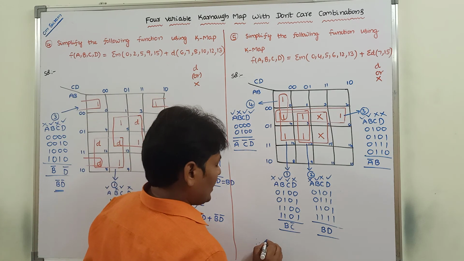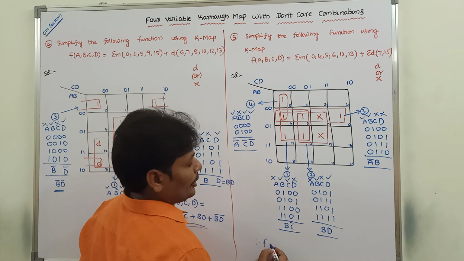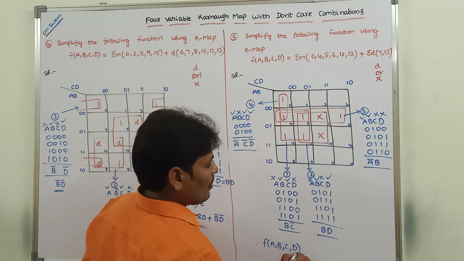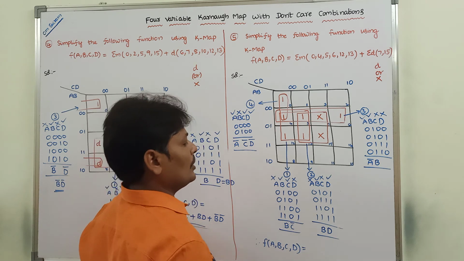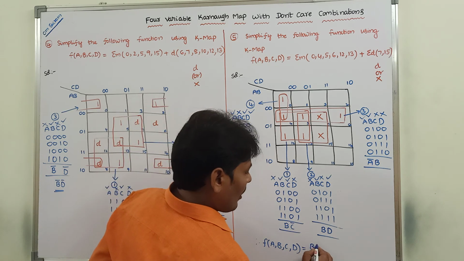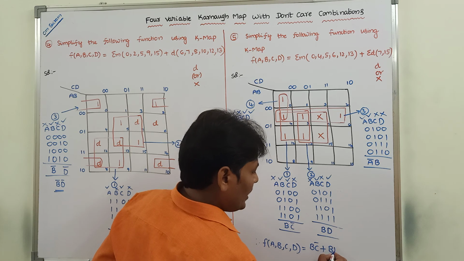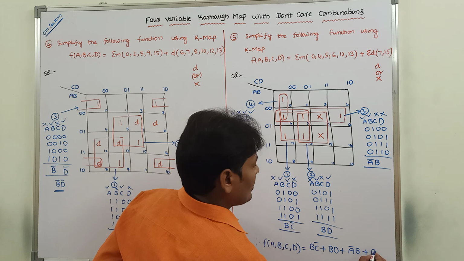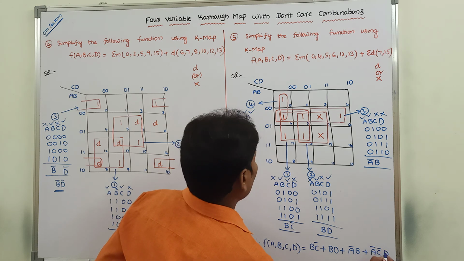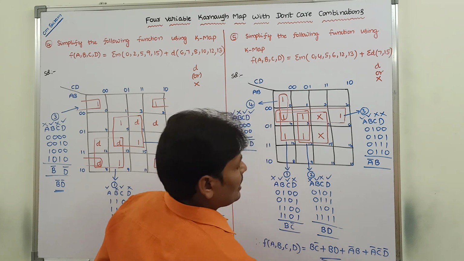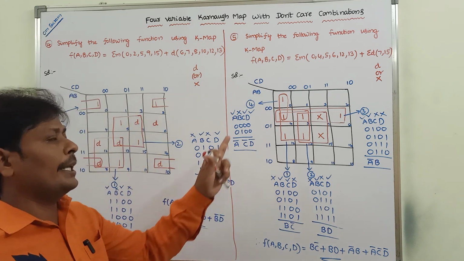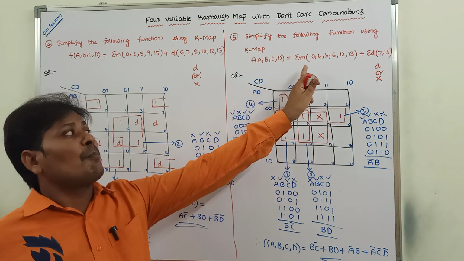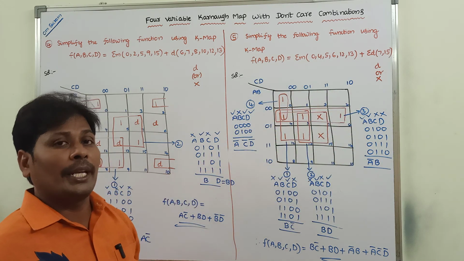So after covering the ones and don't cares, what is the minimal expression we are getting? F of A comma B comma C comma D is equal to B C bar plus B D plus A bar B plus A bar C bar D bar. Okay, so this is the minimal expression we are getting after simplifying the given Boolean function, sum of minterms and don't care combinations.